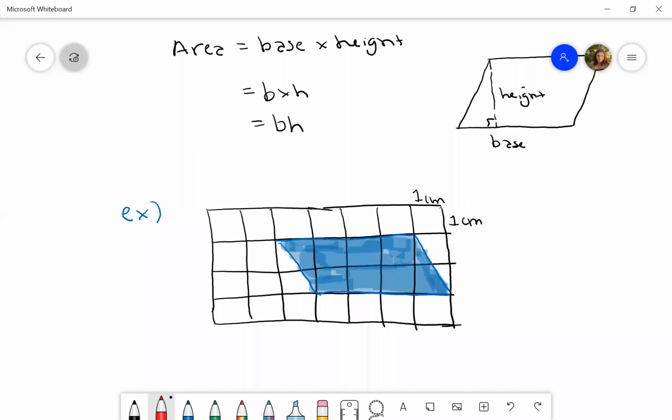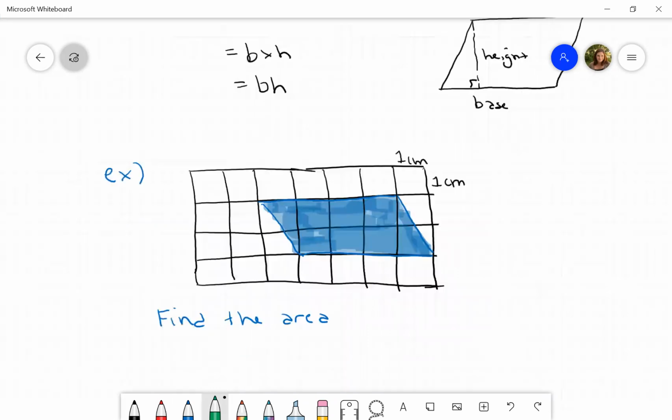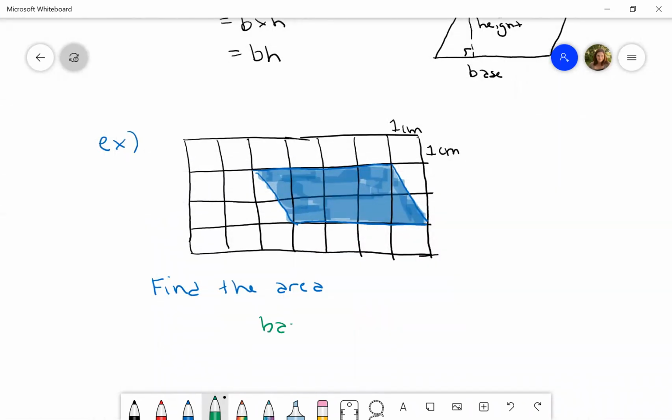Okay, so if each square is 1 centimeter, and I'd like to find the area, let me write that down, find the area. I could probably do that by just counting the base and the height, which isn't too complicated here. So the base in this case would be 4 centimeters.